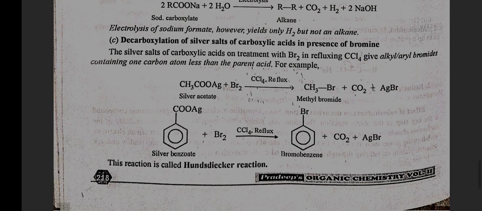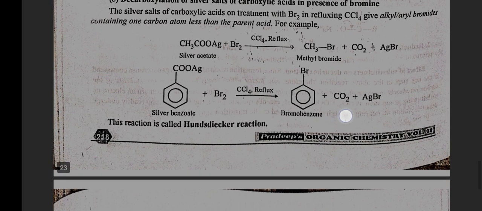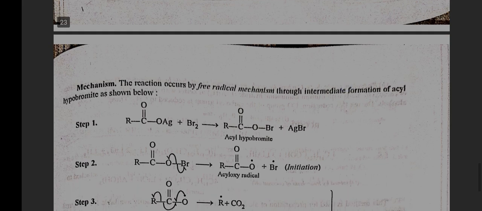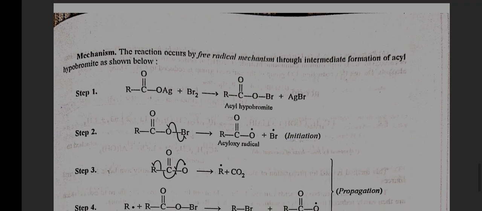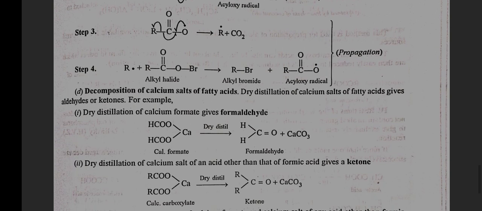C. Decarboxylation of silver salts of carboxylic acid in presence of bromine. The silver salts of carboxylic acids on treatment with bromine in refluxing CCl4 give alkyl or aryl bromides containing one carbon atom less than the parent acid. This reaction is called Hunsdiecker reaction. Mechanism: the reaction occurs by free radical mechanism through intermediate formation of acyl hypobromite as shown.